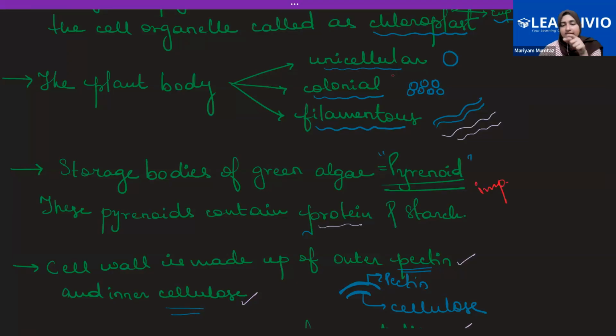Because in the exams, they will ask you to differentiate between green algae, brown algae, and red algae, maybe for 5 mark questions. So you have to put these points into it. Unicellular, colonial, that's fine, but these are the actual defining features of it.